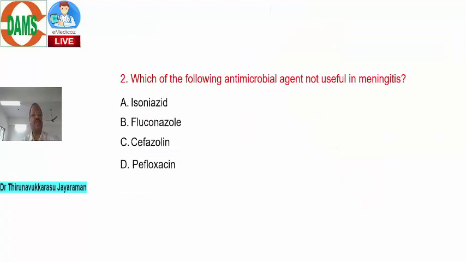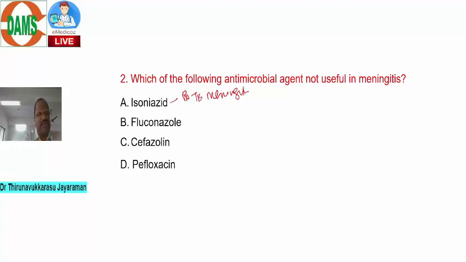Next question. Which of the following antimicrobial agents is not useful in meningitis? Options are isoniazid, fluconazole, cefazolin, pefloxacin. Here, a simple, straight question, but a little bit tricky. Isoniazid, a drug for TB, is lipid soluble and easily crosses the blood-brain barrier. So it is useful for tuberculous meningitis. And fluconazole, an antifungal agent, is useful for meningitis.